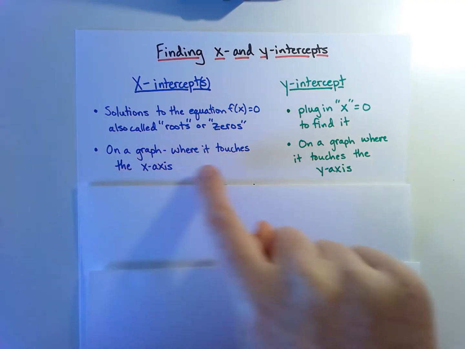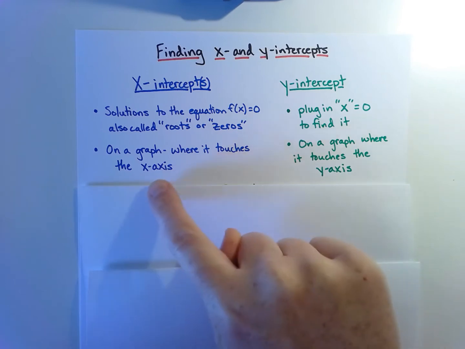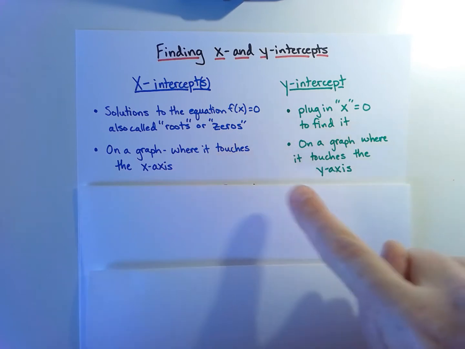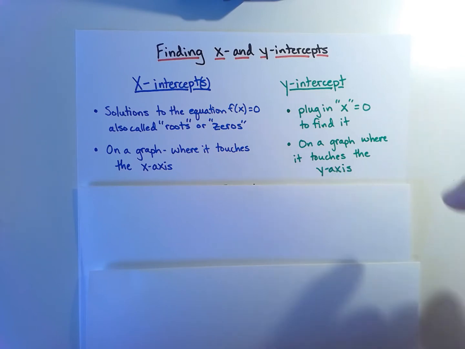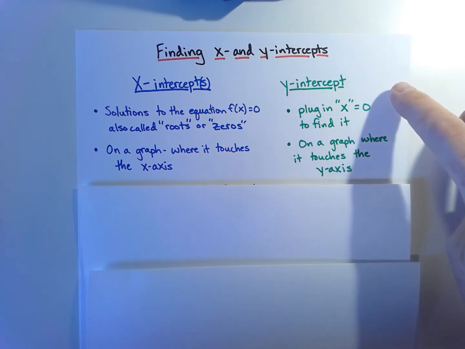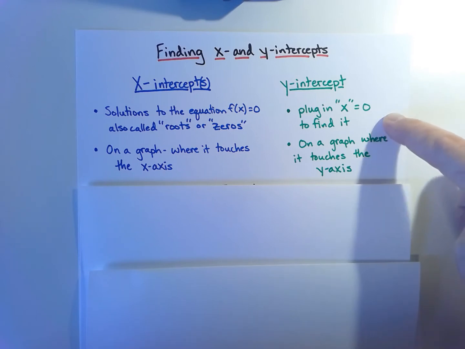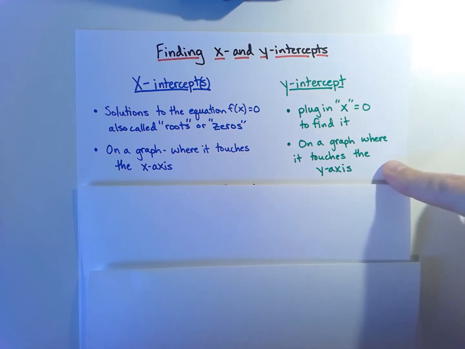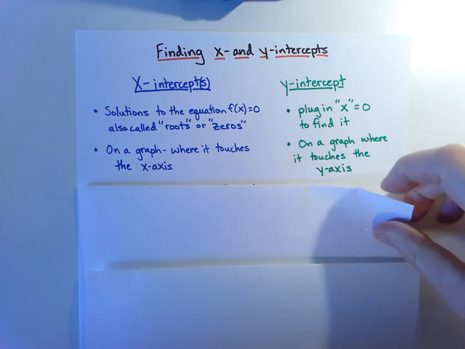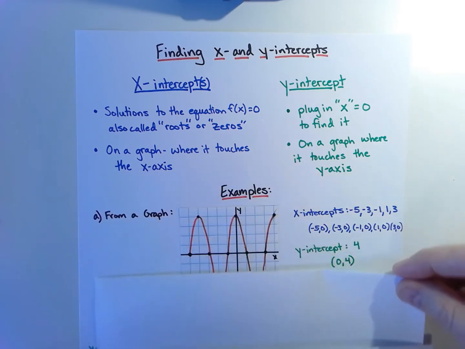On a graph, it's where it touches the x-axis, so sometimes you're given a graph and you just literally need to look at it, and sometimes you have to do more work, which we'll talk about in a minute. The y-intercept is when you plug in x equals 0 and you can find it quickly. And then on a graph, it's where it touches the y-axis. So let's look at some examples.